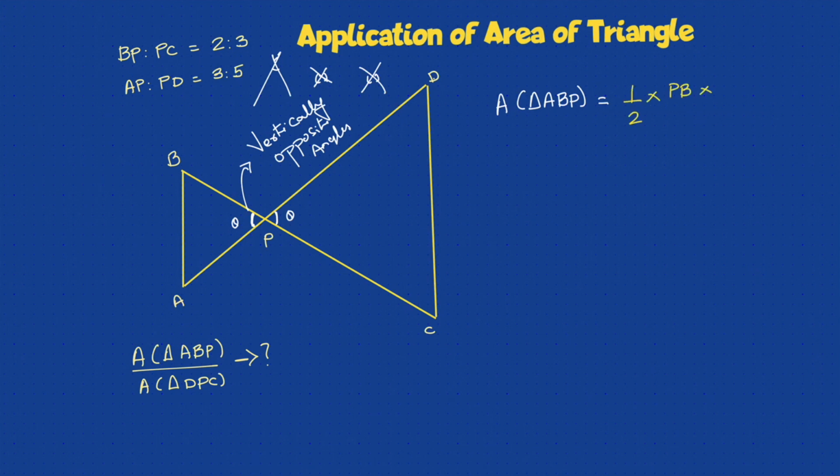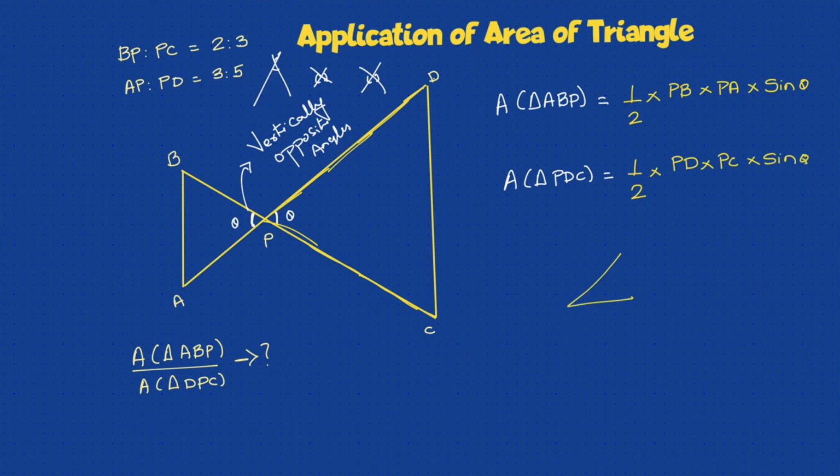Now what is being asked to me? Area of triangle ABP. Which formula will I use? The only formula that is left is half into the product of two sides, which is PB into PA, into the sine of the angle between the two sides, which is nothing but theta. Next I am being asked the area of triangle DPC. Again the same formula: half into the product of two sides, which is PD into PC, into sine of the angle between the two sides, which is theta. Because this is the only formula that I can use here. I cannot use half into base into height or any other formula.